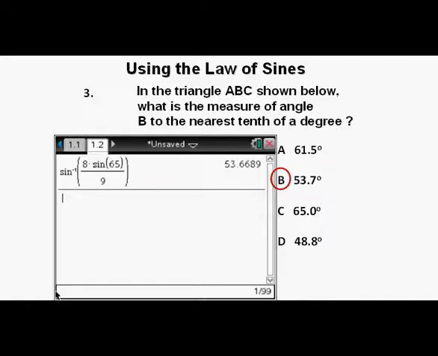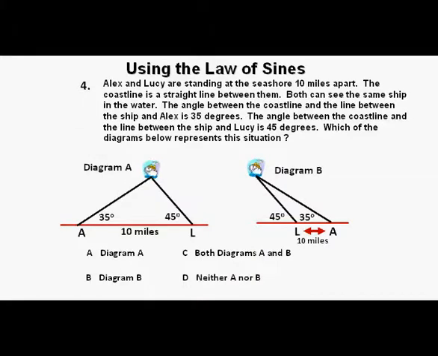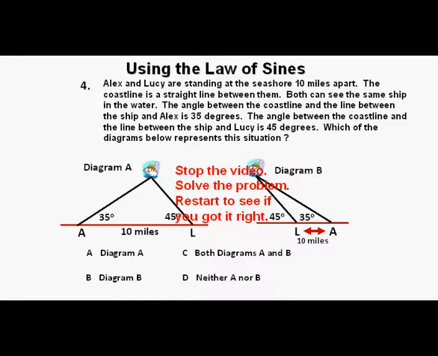Problem 4. Juan and Josie are standing at the seashore 10 miles apart. The coastline is in a straight line between them. Both can see the same ship in the water. The angle between the coastline and the line between the ship and Juan is 35 degrees. The angle between the coastline and the line between the ship and Josie is 45 degrees. Which of the diagrams below represents the situation? Stop the video and solve the problem, then restart to see if you got it right.